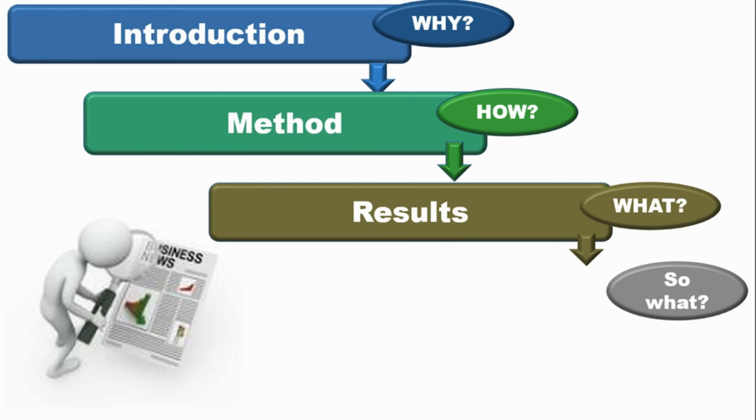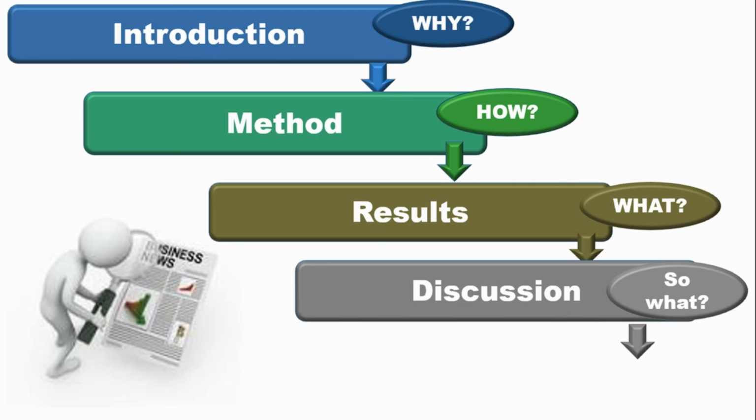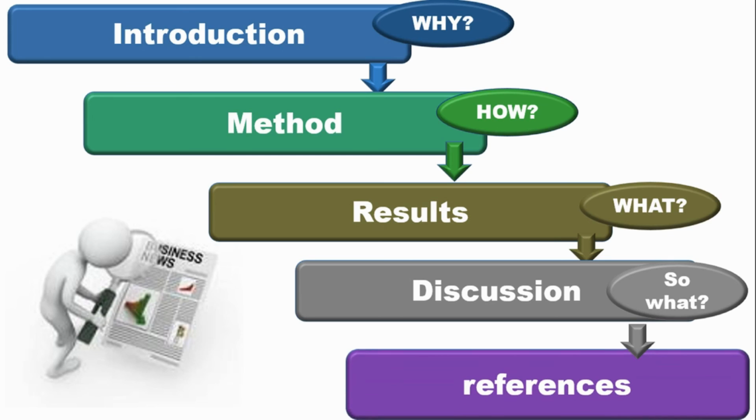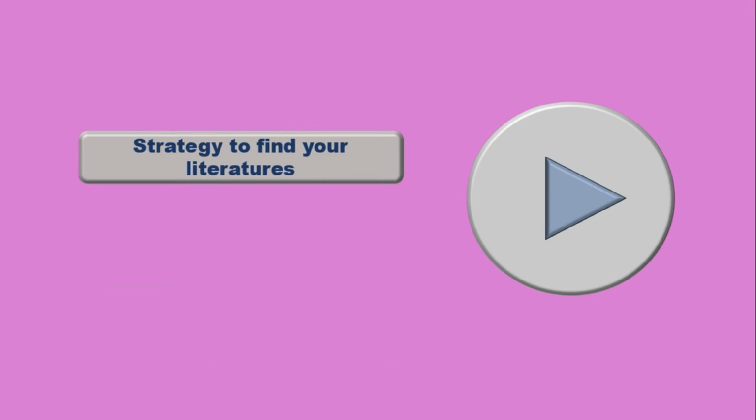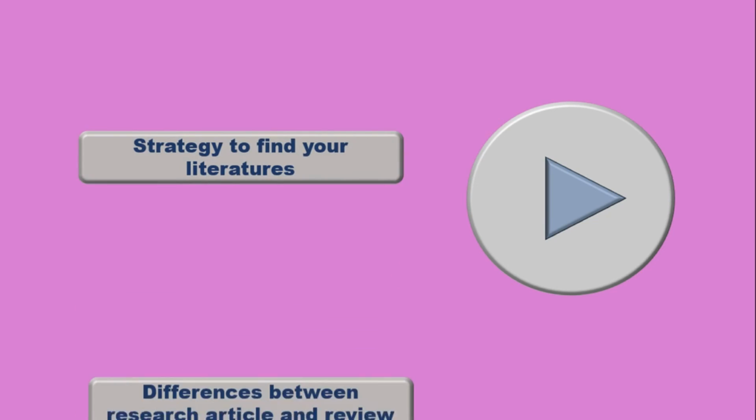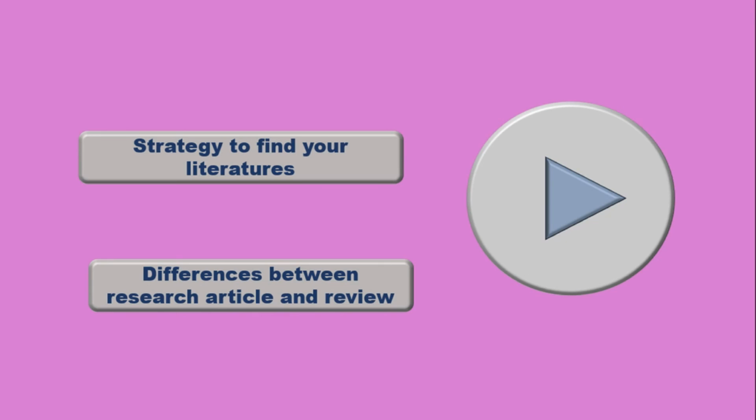Fourth section, author tell what is the significance of the study and how does it fit in with what else is known about the topic. Finally, the material the author cited when writing the paper are added as reference. It is time now to recap. What did we talk about in this video? Strategy to find your literatures. Differences between research article and review.